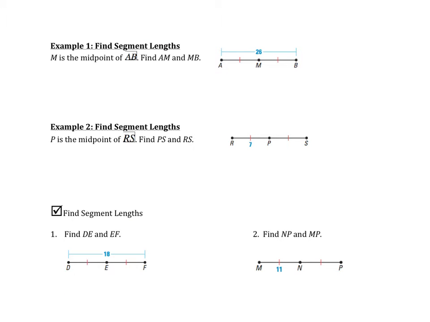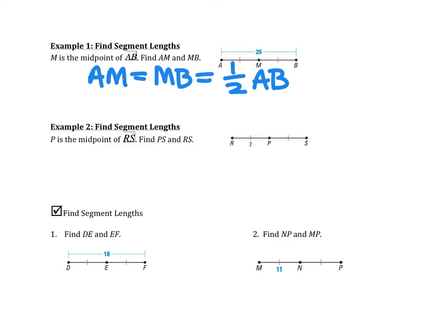M is the midpoint of AB. Find the length AM and the length MB. M is the midpoint of AB, so AM and MB are both equal to 1/2 the length of AB. So if I'm trying to find AM and MB, it's just 1/2 the total length, which is 13.